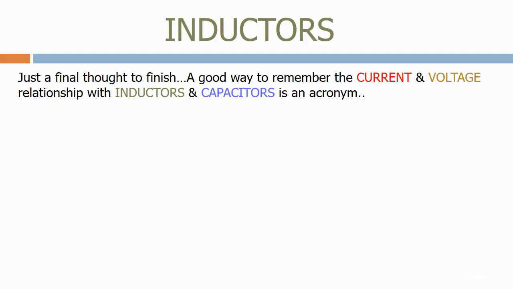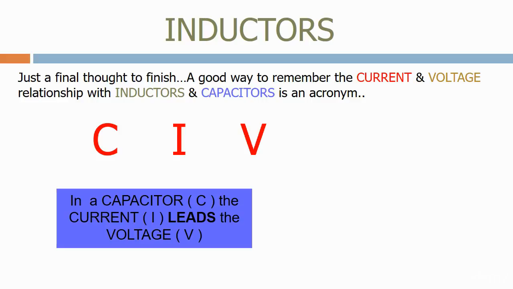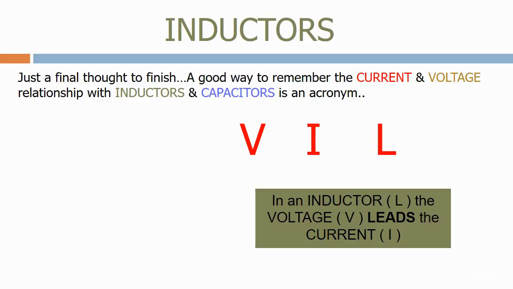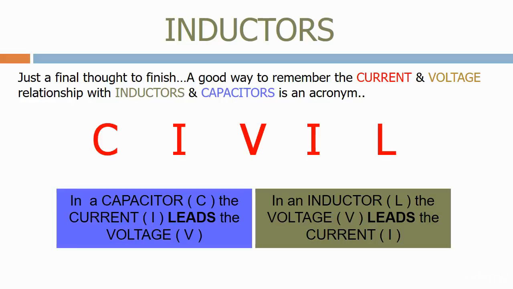Just a final thought to finish. A good way to remember the current and voltage relationship with inductors and capacitors is an acronym. Firstly, CIV. In a capacitor C, the current I leads the voltage V, CIV. Then VIL. In an inductor L, the voltage V leads the current I, VIL. Let's put them together, we end up with CIVIL. It's a nice easy way to remember the relationship.